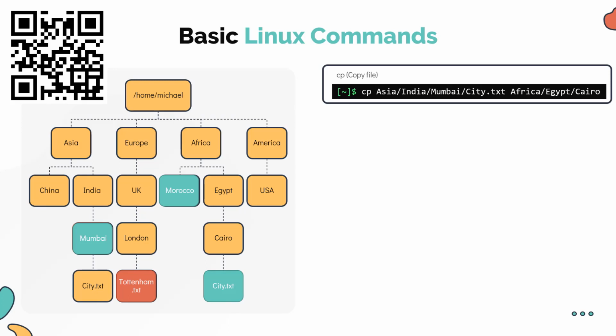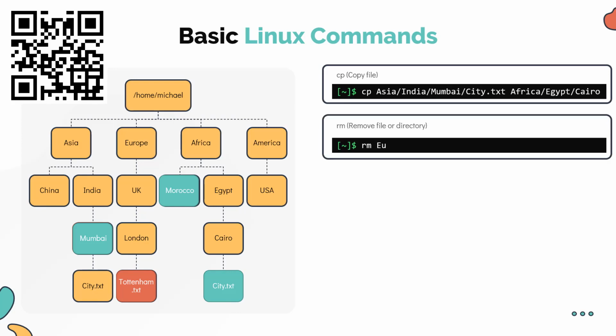Finally, to delete the file called tottenham.txt from the directory called London, we will use the rm command, followed by the file name.